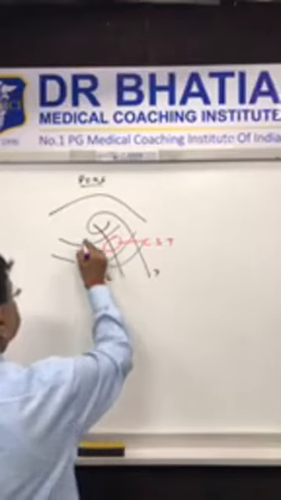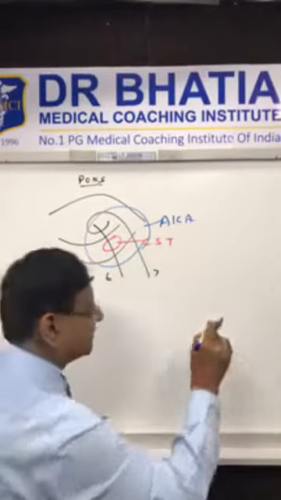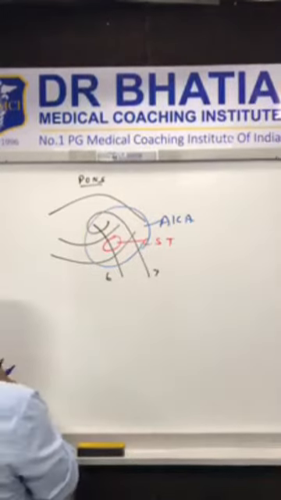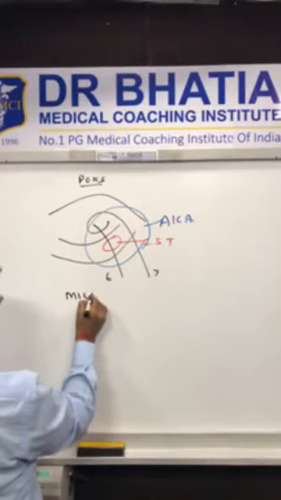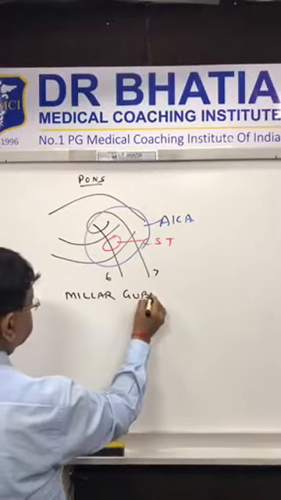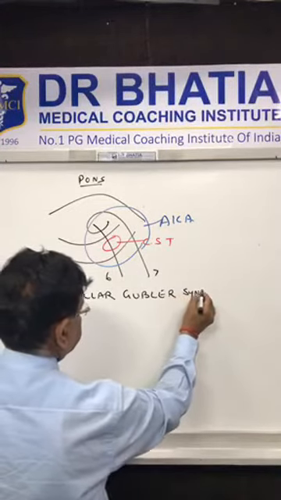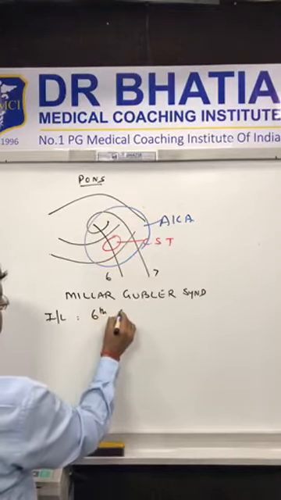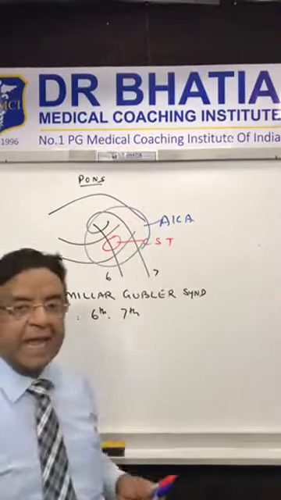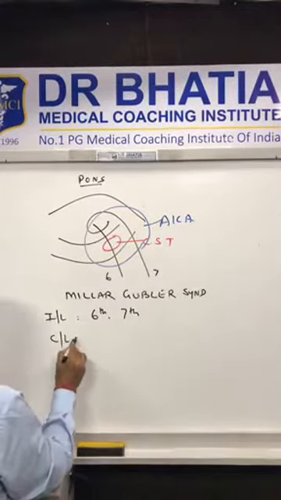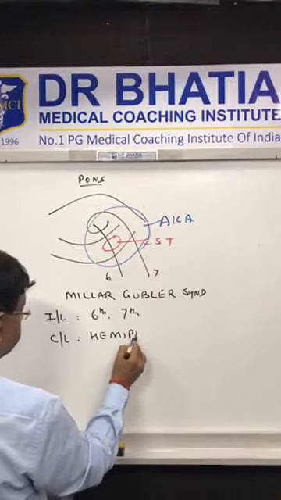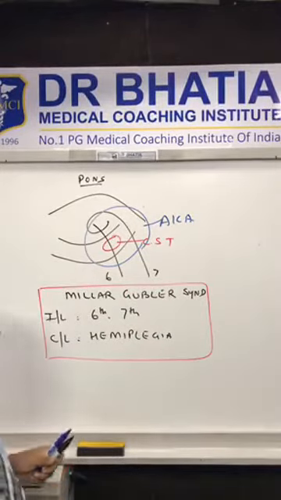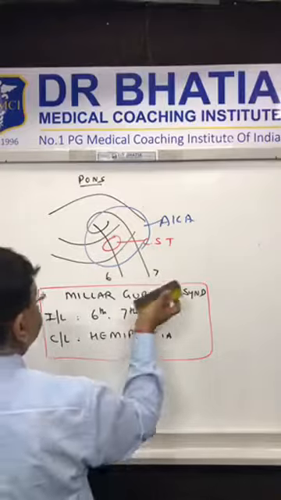This part of the brain is supplied by AICA, the anterior inferior cerebellar artery. So what will happen? It will lead to Millard-Gubler syndrome. In this syndrome, there will be ipsilateral 6th and 7th nerve palsy, but there will be contralateral hemiplegia. Okay, so this is what we get in Millard-Gubler syndrome. Now we move on to the midbrain.